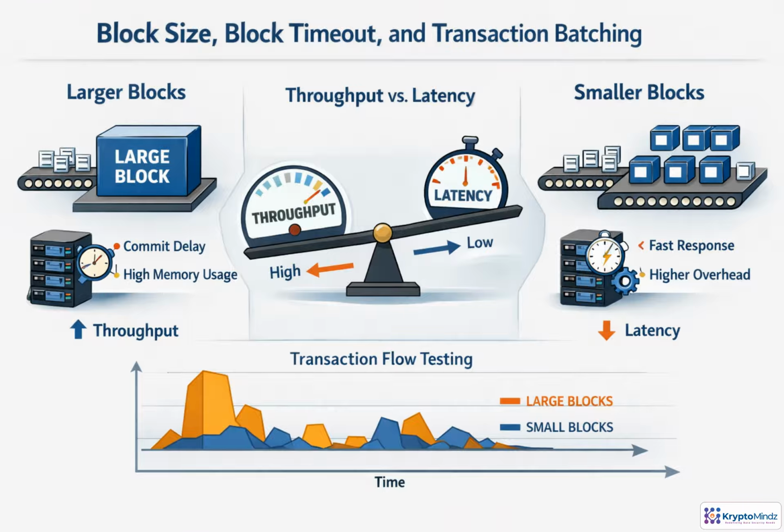Batching is a tuning lever, not a fixed best practice. Larger blocks can improve throughput because each validation and commit cycle carries more transactions, but they may wait longer to fill and use more memory. Smaller blocks, or shorter timeouts, can respond faster when traffic is light, but they create more frequent commits and higher overhead. The right setting depends on real arrival rates, payload sizes, and whether the priority is throughput or latency.